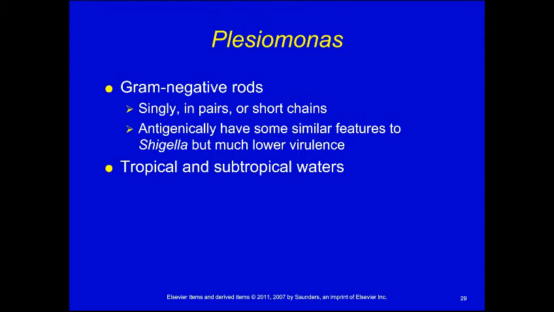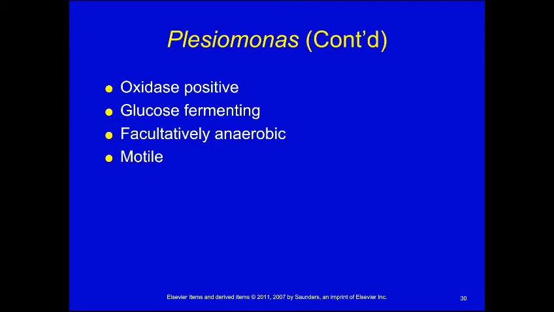Next, Plesiomonas. Plesiomonas are gram-negative rods that may appear in pairs, or short chains. Antigenically have some similar features to Shigella, but much lower virulence. This is common in tropical and subtropical waters. These are the biochemical reaction of your Plesiomonas. It is oxidase positive, glucose fermenting, facultative anaerobic, and motile.